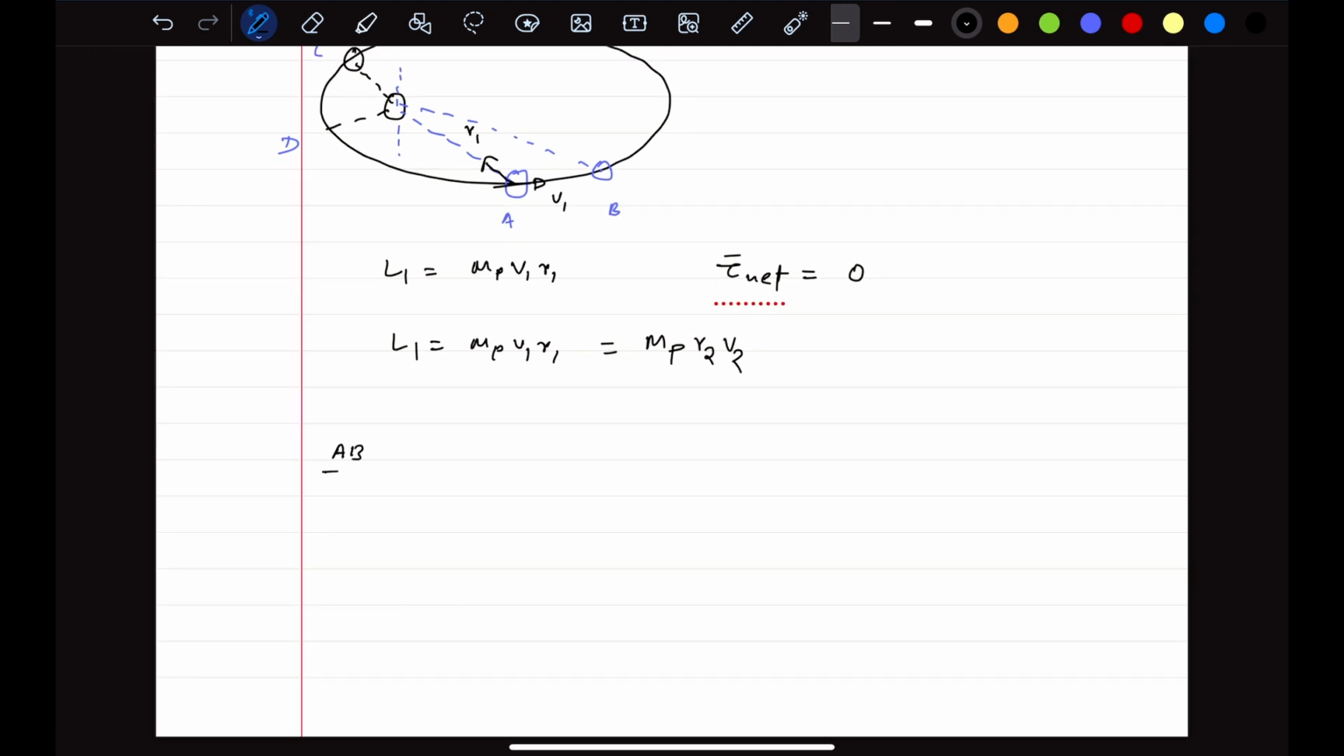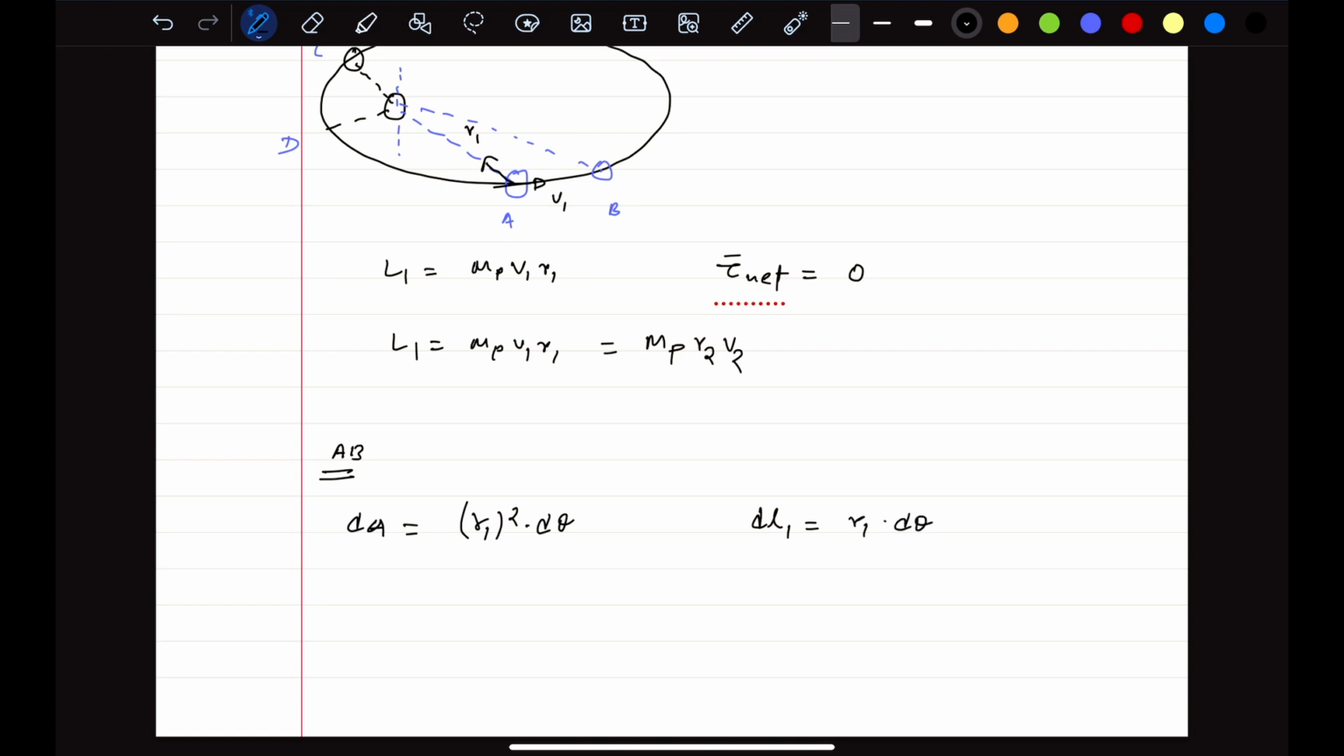So if I calculate for AB, the area of this arc, let's say dA, will be half r1 square d theta. And the length of this arc, let's say dl1, can be written as r1 multiplied by d theta.